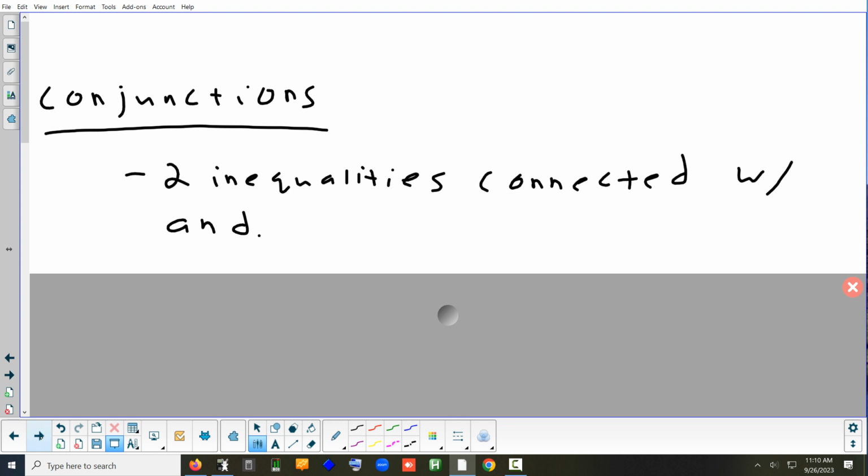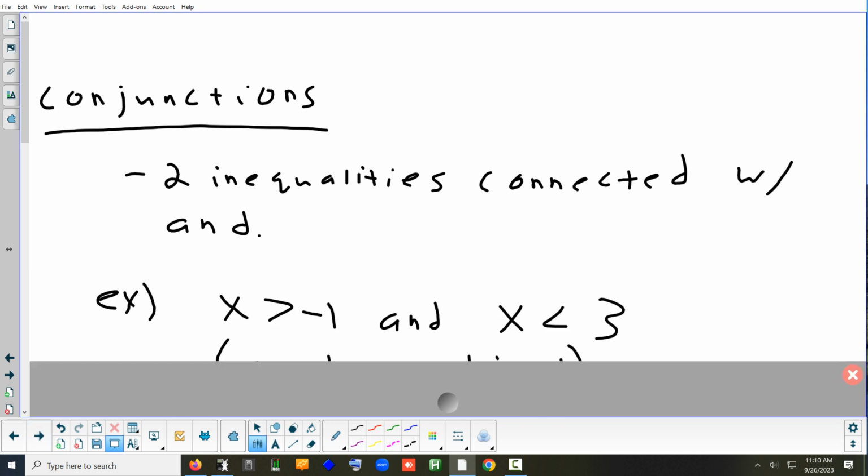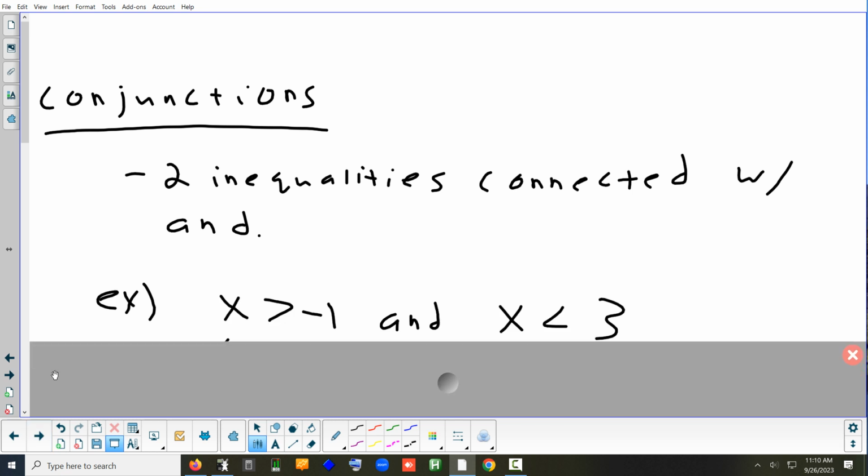So one special type of inequality is a conjunction. A conjunction is just a fancy way of saying it's an inequality with the word and. This is one way to write a conjunction. It says x is greater than -1 and less than 3. A lot of times a conjunction is like a between. x is between two numbers. Does anybody remember how you can write a conjunction by combining those two statements together and just having an x in the middle?